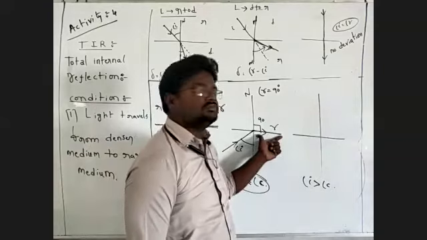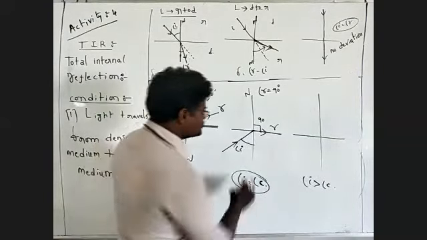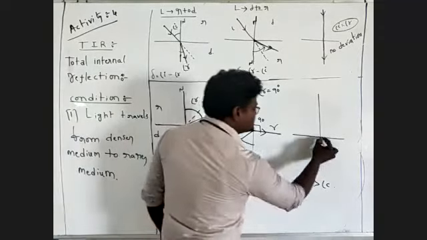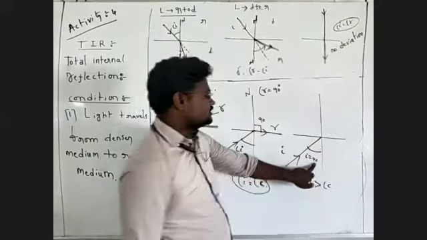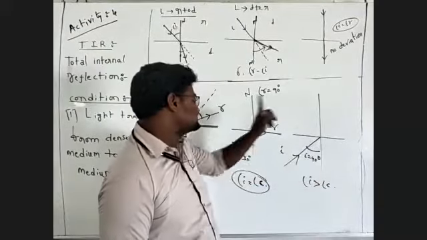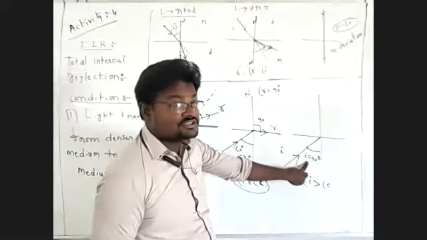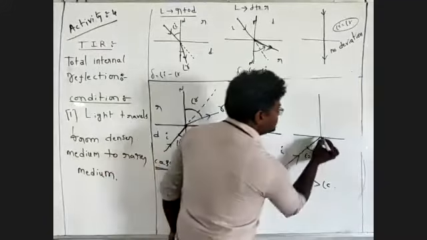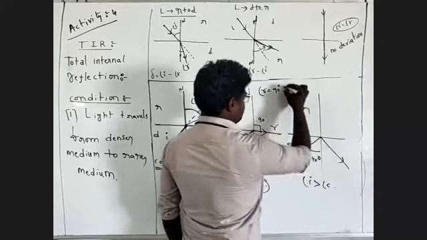Critical angle means R is along the interface line. I am assuming this is 30 degrees. Next, this is the incident ray. Angle of I is equal to 40 degrees. 40 degrees is more than the critical angle. What will happen? It is reflected into the same medium. This is the denser medium, and this is the rarer medium.